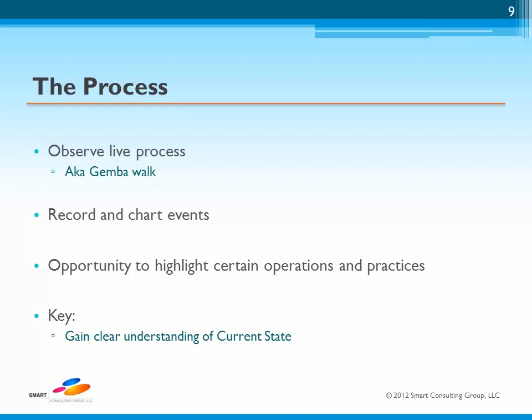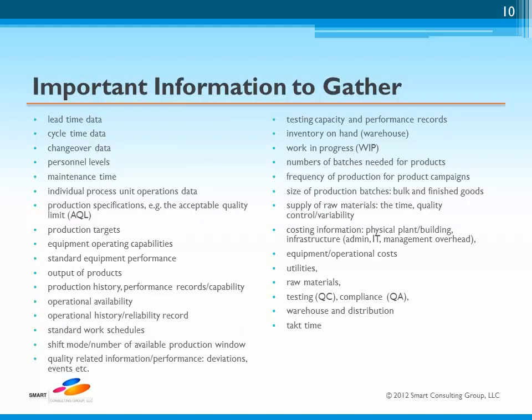quality related information such as deviation events, etc., testing capacity and performance records, inventory on hand, work in progress, number of batches needed for products, frequency of production for product campaigns, size of production batches, both bulk and finished goods, supply of raw materials, the time, quality, the control and the variability, costing information such as physical plant and buildings, infrastructure and administration, IT management overhead, equipment, operational costs and direct labour, indirect labour, utilities, raw materials, testing QC requirements and costings for quality assurance, warehouse and distribution costs and takt time.